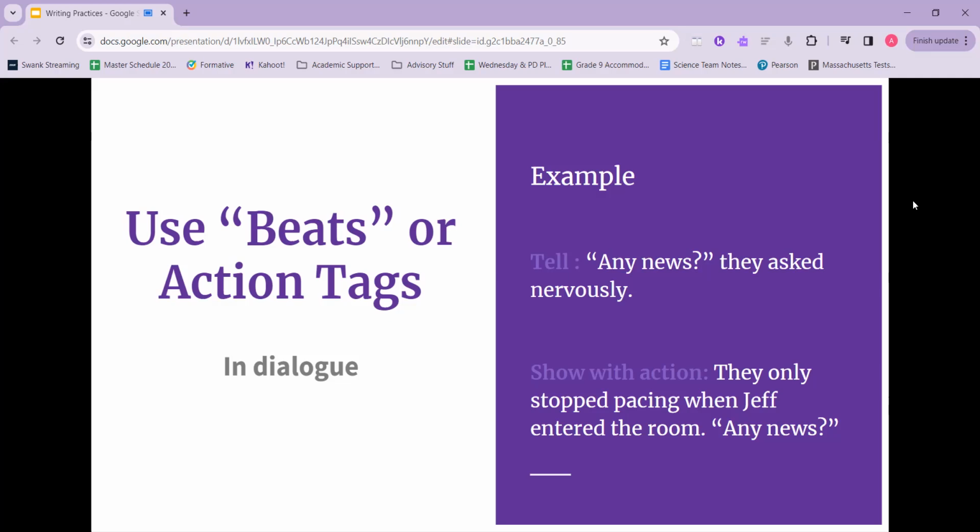And then Jeff, this person that they've been waiting for, enters the room, so they stop and they immediately ask, "Is there any news?" Okay, so we get the vibe that they're nervous, but we're a little bit more centered in what's happening. So again, it helps beef up your writing, make it a little less boring.